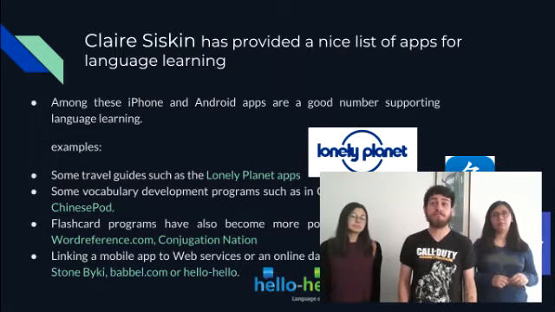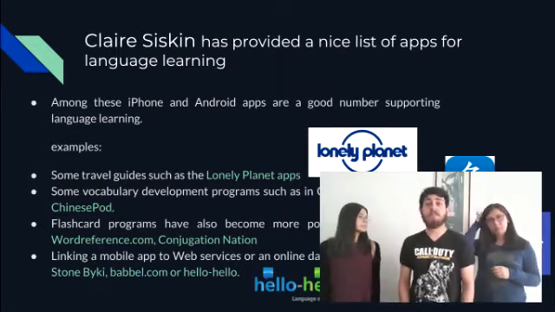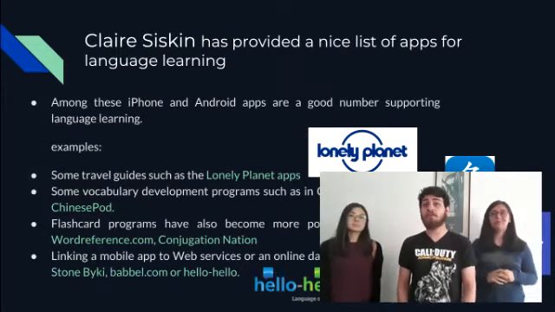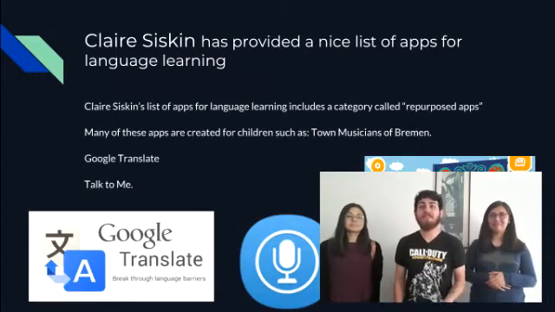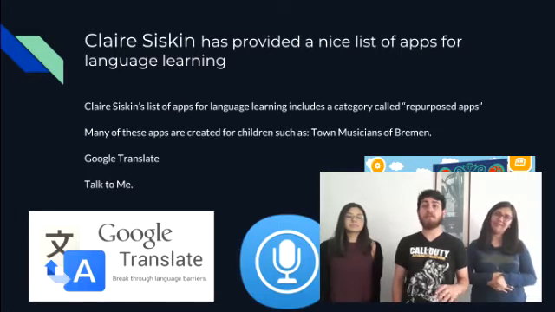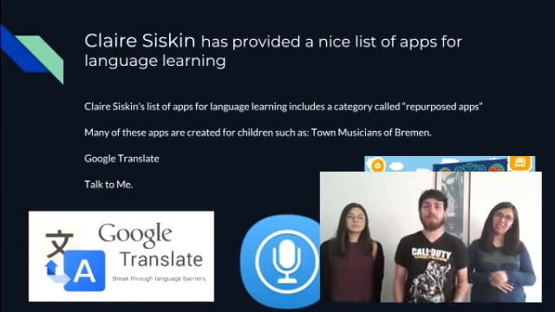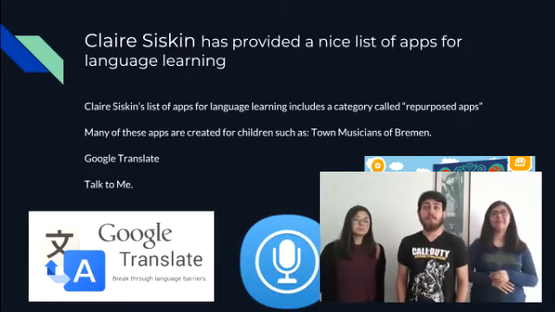Rosetta Stone, Babel.com or Hello. Clary Siskin's list of apps for language learning includes a category called repurposed apps. Many of these apps are created for children, such as Ten Musicians of Bremen, Google Translate and Talk to Me.